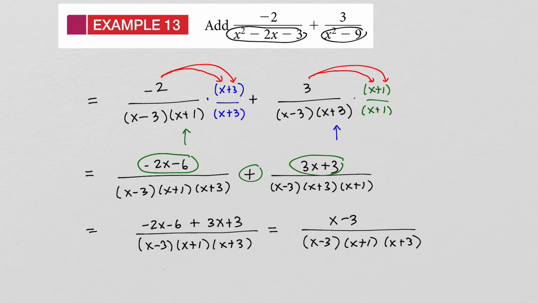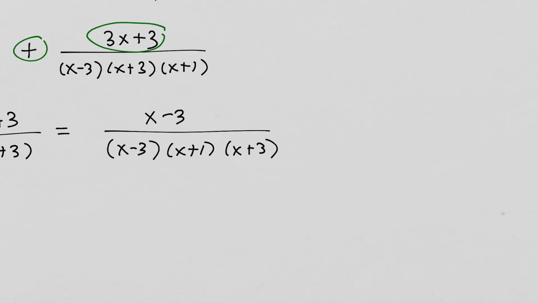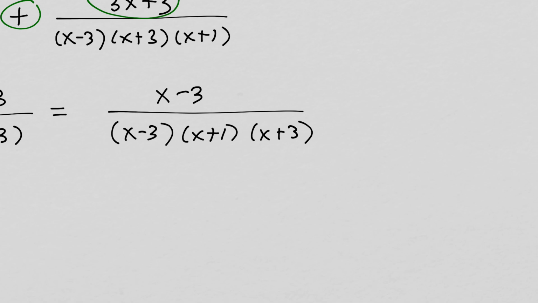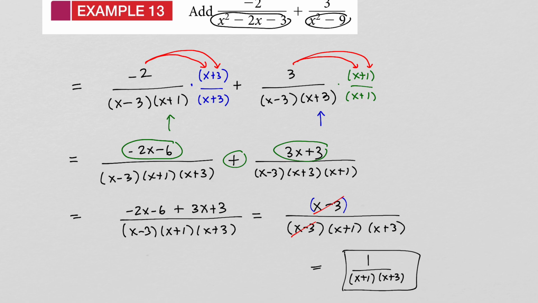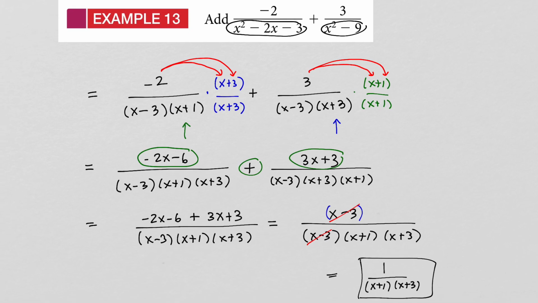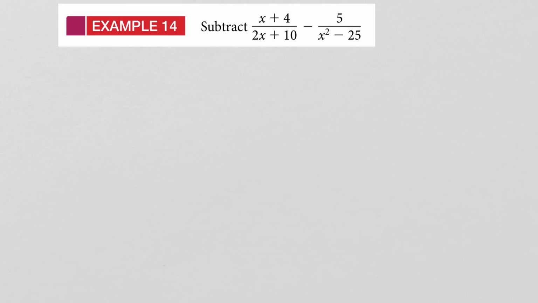And then I ask the final question, can that be reduced? And the answer here is yes, because if I think of that as a whole factor, those will cancel out. And so my final answer here is 1 over x plus 1 times x plus 3. So it's a procedure, and you'll get better at it as you practice. Now subtraction works the exact same way.